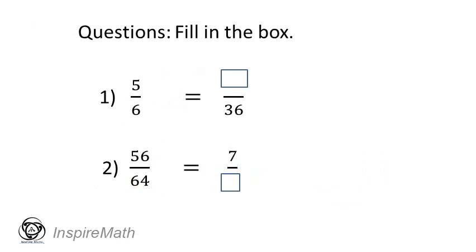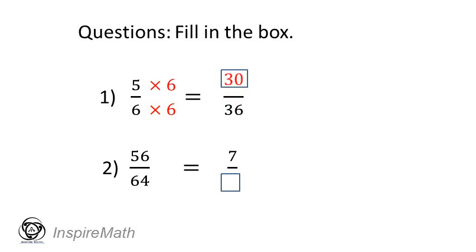Let's try some practice questions. Question number 1. If you compare the denominator 6 and 36, 6 times 6 is 36, so we have to multiply the numerator also by 6, and we get the answer 30.